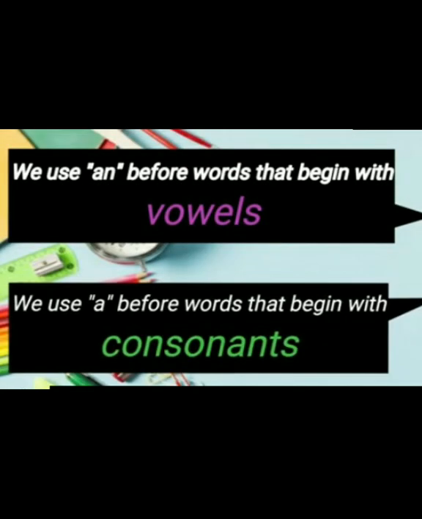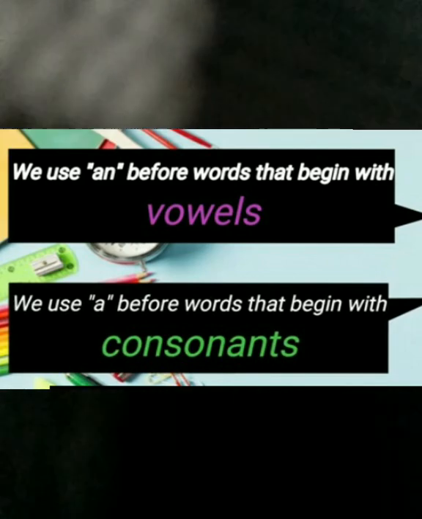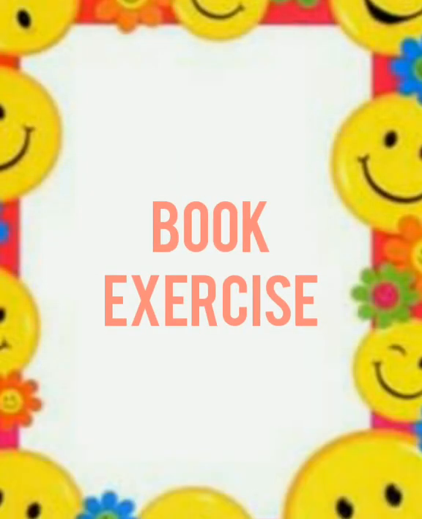So it will be very easy for you. Now how to use a and an. If it starts with vowel sounds like A, E, I, O, U, you have to use an. And if it starts with consonant sounds, you have to use a. So kids, after this recap of the concept, we will start our book exercise.